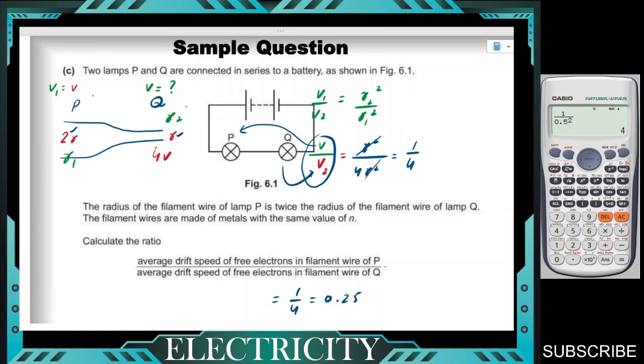Because the drift speed you have calculated at Q, let's say the drift speed at Q is 4V, and the drift speed at P equals V. Then if you find the ratio, V sub P over V sub Q would equal V divided by 4V. If you insert their respective values, for example, this value goes over here, this value goes over here, V and V cancelled out. What are you left with? 1 over 4, which is 0.25.